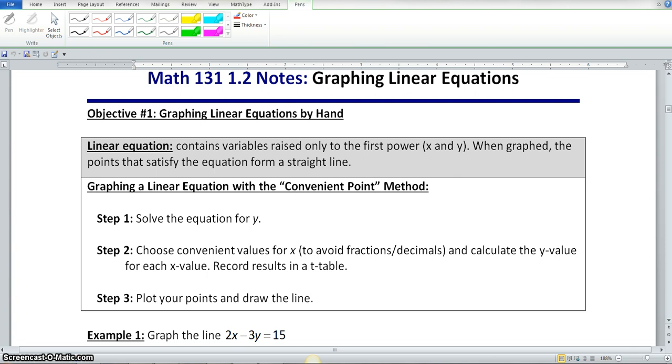Now, graphing the linear equation with the convenient point method. We have step 1. Solve the equation for y. Step 2. Choose convenient values for x to avoid fractions and decimals, and calculate the y value for each x value. Record results in a t-table. And then step 3. Plot your points and draw the line.